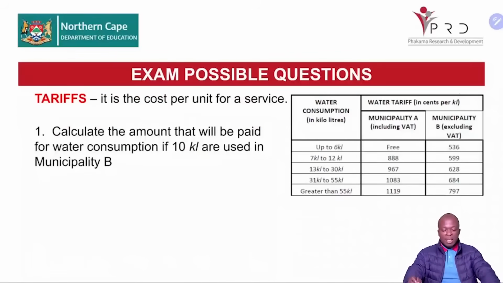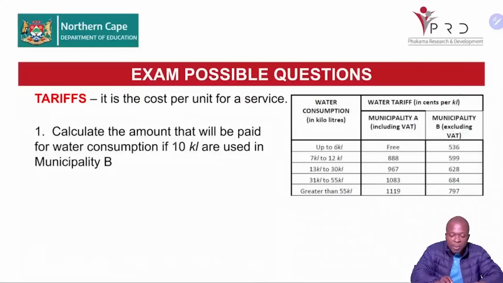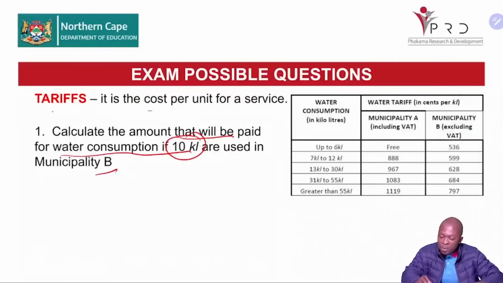Let us then talk about tariffs. I'm sure you know about water tariffs. You have worked on them many times, but let's go over it one more time. The examiner says tariff is the cost per unit for a service. Remember when we were doing the baseline activity, I gave them to you. So now we are finding out, calculate the amount that will be paid for water consumption if 10 kiloliters is used in municipality B. So here is our municipality B.